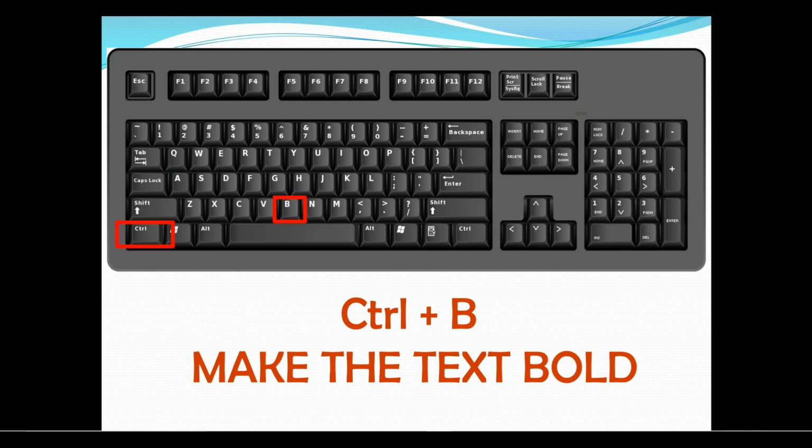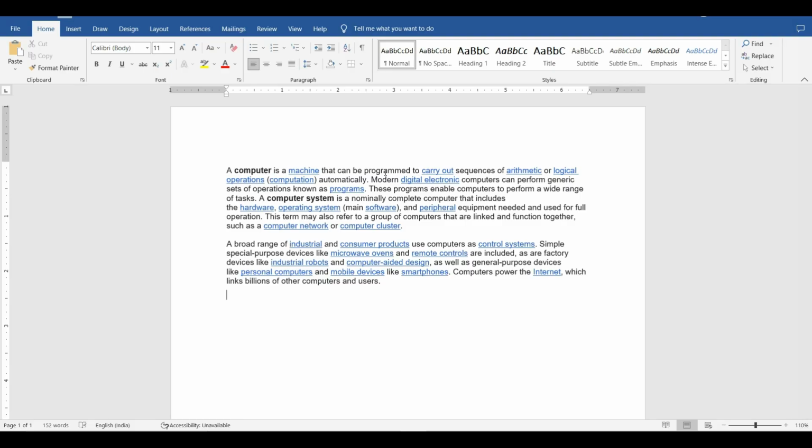And the next one is Control B. What will happen with Control B? It makes the text bold. If you want the content to be bold, you can make it bold using the shortcut key. With Control plus B, you select the particular word you want to make bold, and you press Control B.